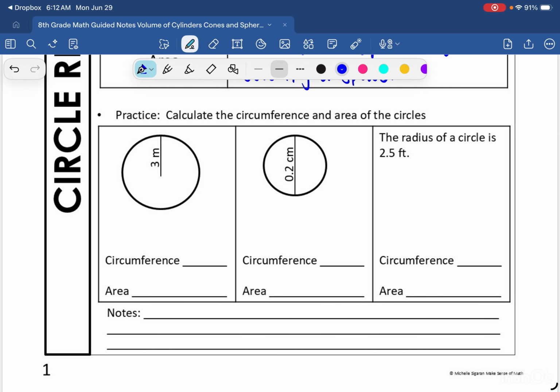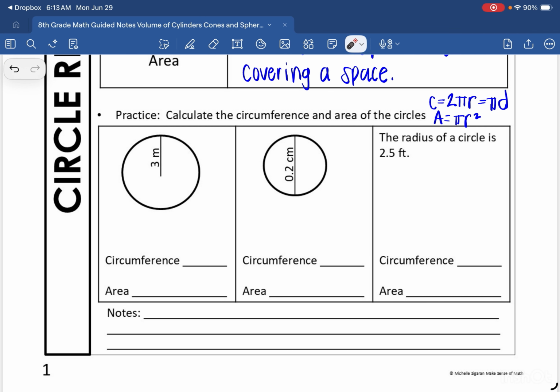Practice. Calculate the circumference and area of the circles. So a quick review of the formulas for area and circumference. Circumference of a circle is 2 times pi times the radius, or pi times the diameter, and the area of a circle is pi times the radius squared.